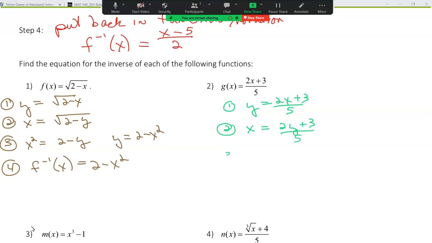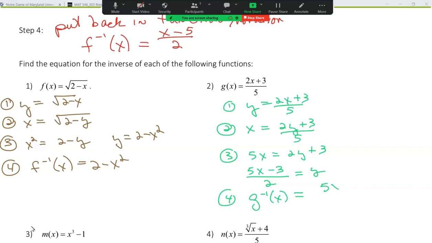My third step, I have to solve for the new y. So I'm going to do my cross products. 5x equals 2y plus 3. PEMDAS tells me to do the subtraction first and then do the division. So my new function, my inverse, since my function was initially g of x, I'm going to write g to the negative 1 of x, and that is just 5x minus 3 over 2.